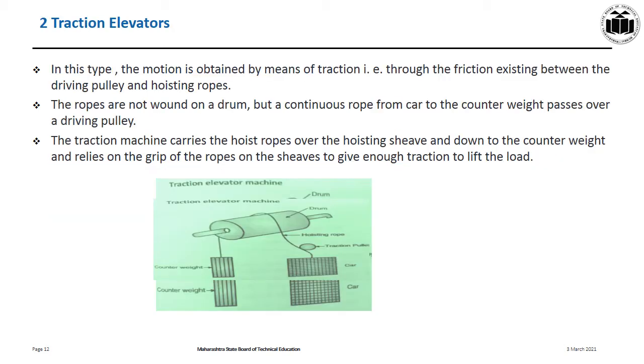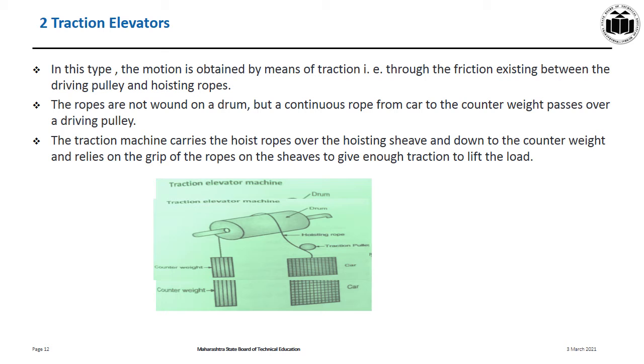In the traction elevator system, we can see that there is a drum and there is a rope. On one side there is a counterweight and on the other side there is a car. So basically in this type the motion is obtained by means of traction, that is, through the friction existing between the driving pulley and the hoisting rope that we see in the diagram. The ropes are not wound on the drum, but a continuous rope from the car to the counterweight passes over the driving pulley.